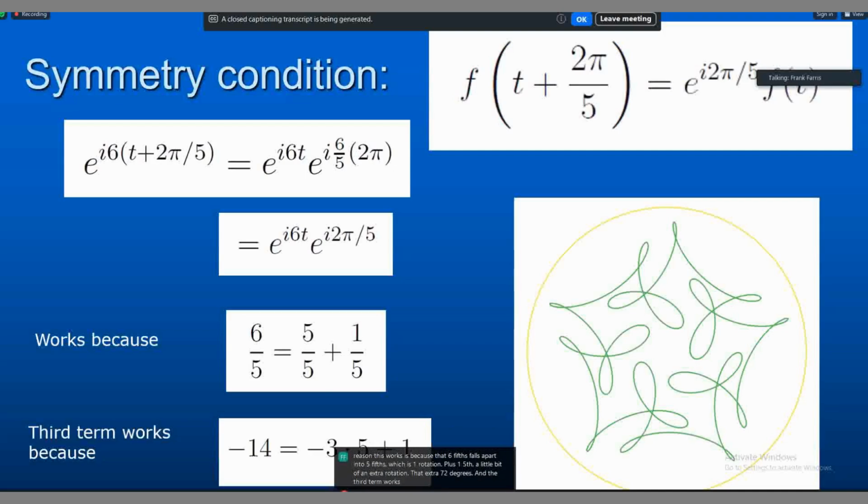You might remember that it was e to the minus 14it. Well, negative 14 is 3 times around backwards times 5 plus 1. So being one more than a multiple of 5 is what makes these things work.